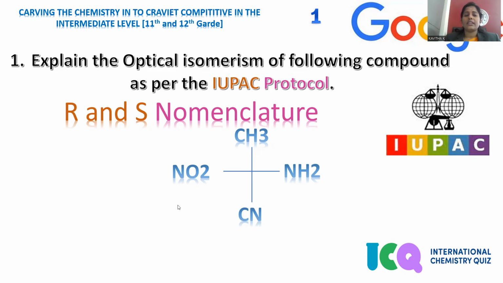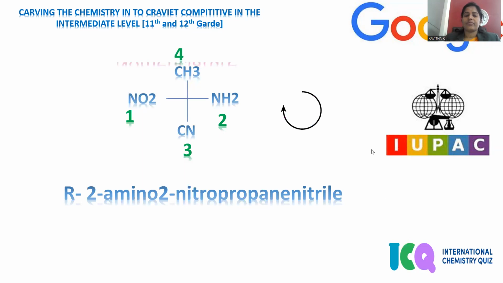Then how can we assign RS nomenclature as per the IUPAC protocol? Let's discuss. Here, numbers are provided. Why are these numbers given and how can we give them? In order to give these numbers, there are certain rules called the CIP rules, the Cahn-Ingold-Prelog rules. According to Cahn-Ingold-Prelog, the higher the atomic number, the greater the priority.